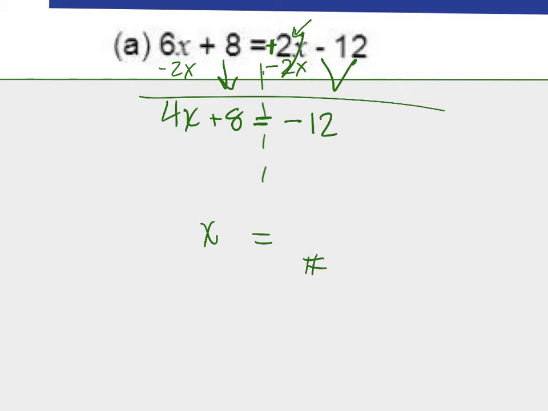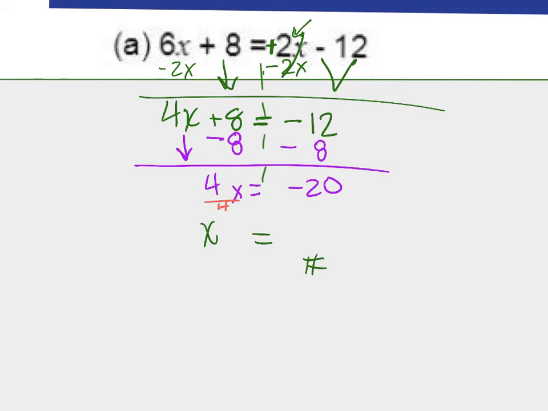Now it's just a simple two-step equation. I want to take that 8 and bring it to the other side, so I need to minus. You rewrite what doesn't change. You get 4x equals negative 20. Now we just divide by 4, and you get x equals negative 5.